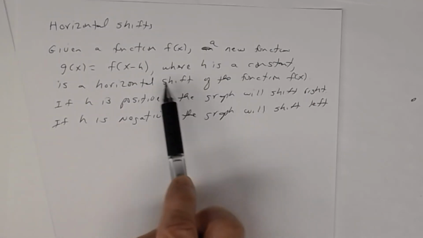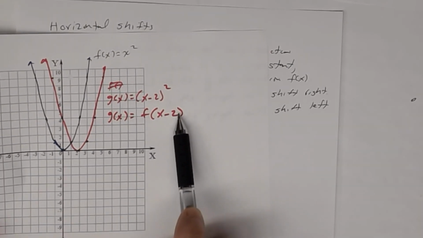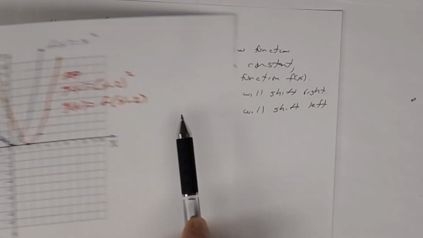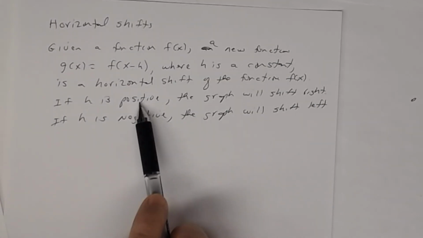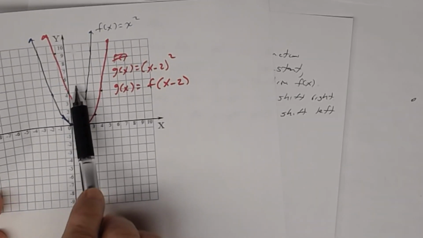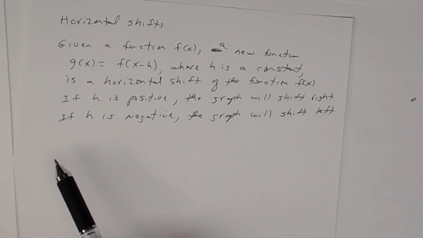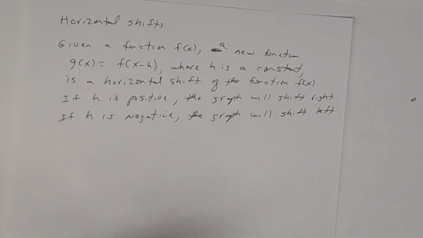See, it's this notation. F of x minus h. So x minus h. H is 2, a positive 2. So if h is positive, the graph shifts to the right. So that's why we shifted to the right 2 units. Okay? If h is negative, we would shift to the left. Okay? So let's look at an example again.